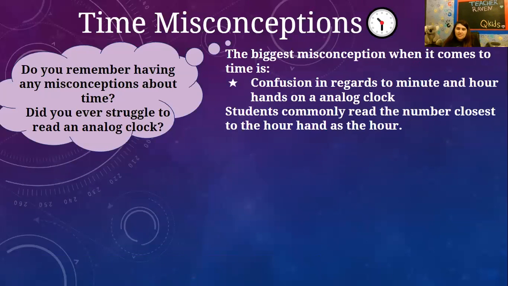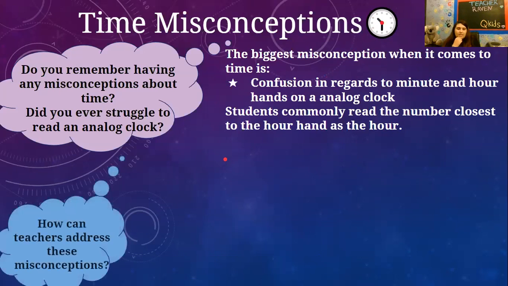So the biggest misconception when it comes to time is confusion in regards to the minute and hour hands on an analog clock. So this one is representing 10:30, just a little emoji, but students will commonly read the number closest to the hour hand as the hour. So they'll say maybe 10:06 because they see 10 and they see 6. They might not understand the relationship to minutes. A lot can be going on there when they're first starting to tell time.